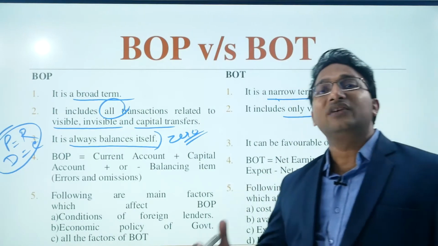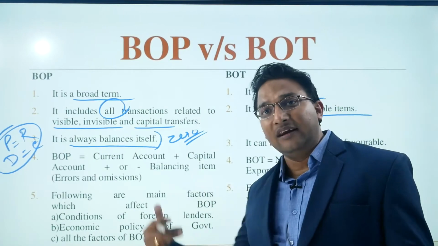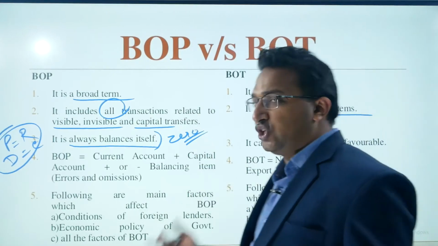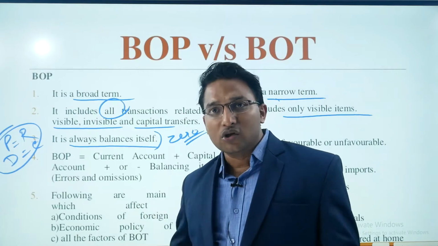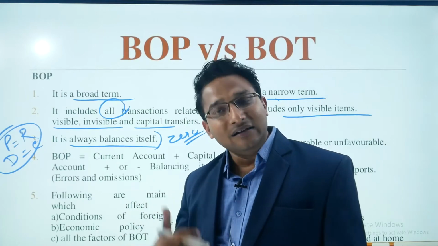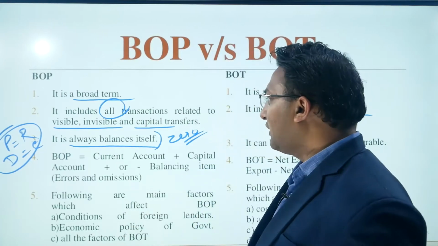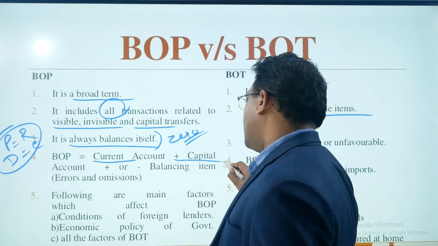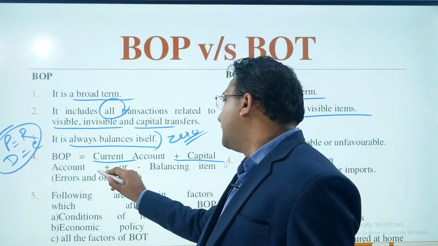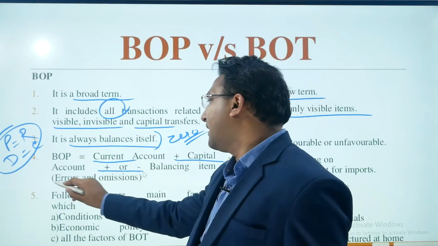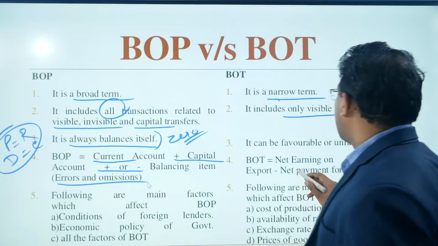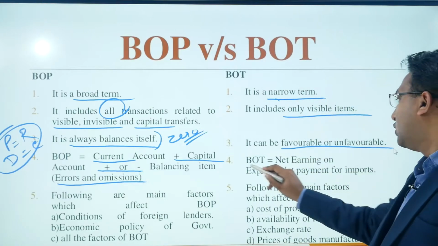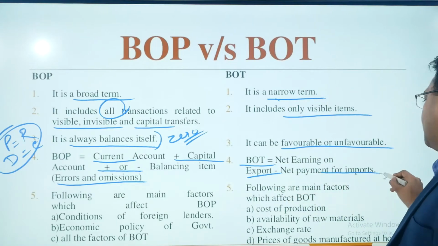Just like the balance sheet of any entity is balanced, similarly this balance of payment is also a kind of balance sheet of the country, and this has to balance itself. Now, balance of payment is equal to current account plus capital account plus minus balancing item, that is error and omission. In case of BOT, it can be favorable or unfavorable, and BOT is equal to export minus import.